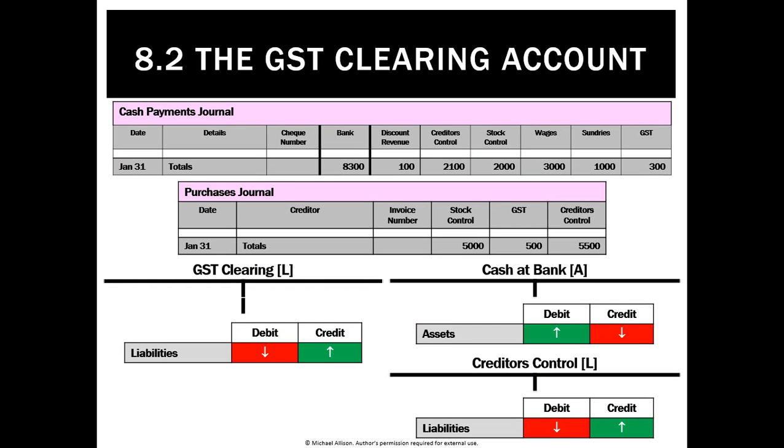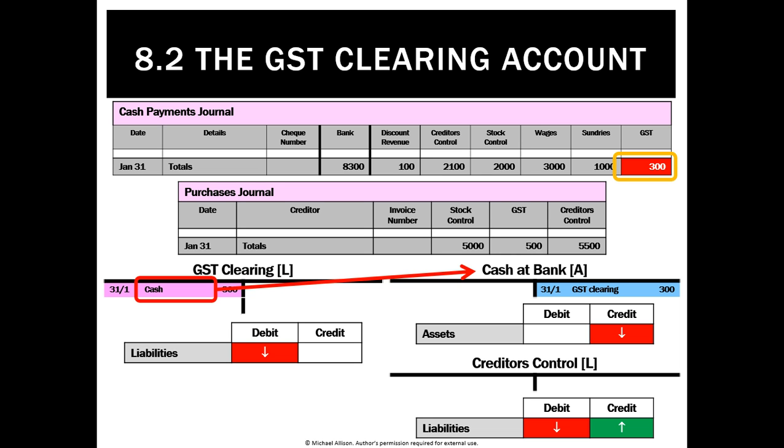How would that look in the ledger? Well, the first figure we've got is the GST that we've paid. That's up in the cash payments journal. So the effect that will have is that will reduce our liability. So that's always going to be a debit in the GST ledger, and that'll jump in there. The matching entry to that will go into cash at bank. We're paying $300. So obviously when we pay money, that reduces cash, and that'll be a credit. We've then got, getting our references right, of course, GST referencing the cash ledger and the cash ledger referencing GST clearing.